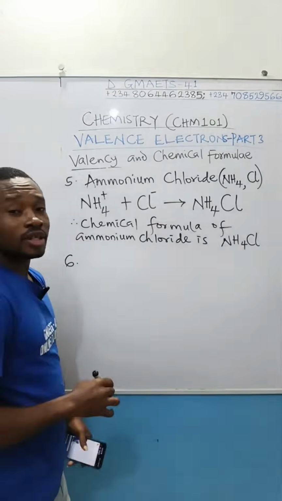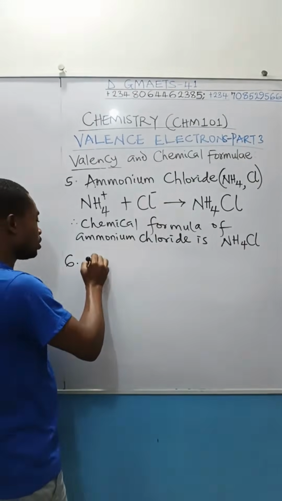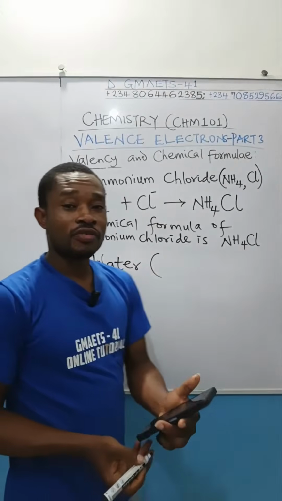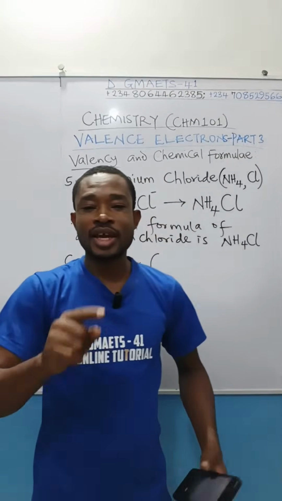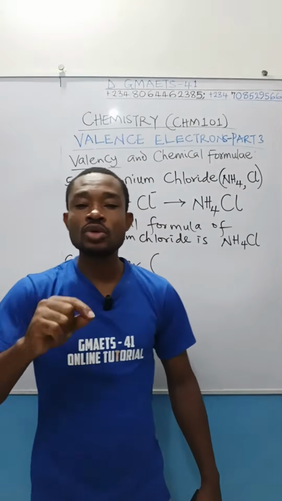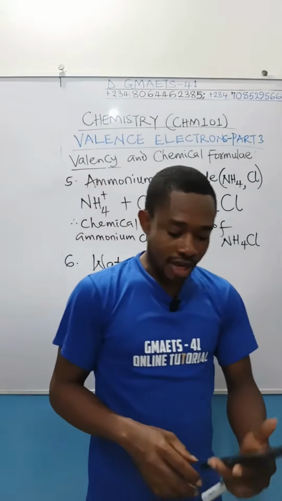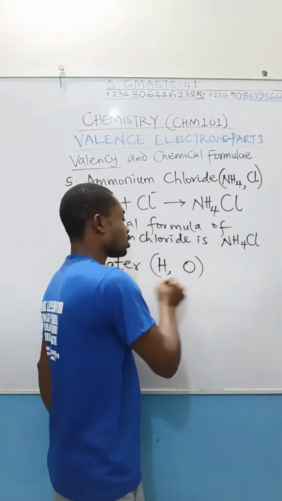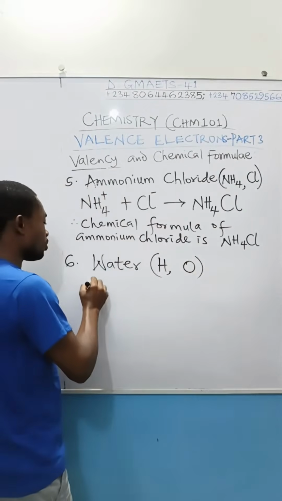How about we talk about the chemical formula of water? Unfortunately, from that name, water, we cannot get the elements present there. However, take note, water is hydrogen oxide. Water is what? Hydrogen oxide. So it contains hydrogen and it contains oxygen. So let us get the correct chemical formula of water.